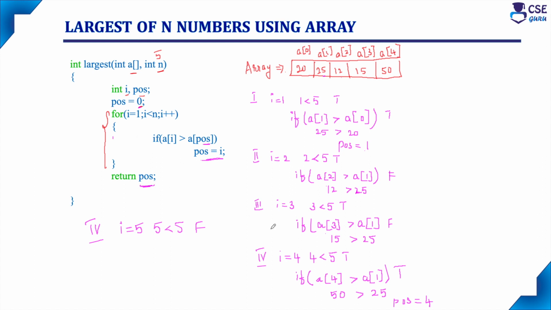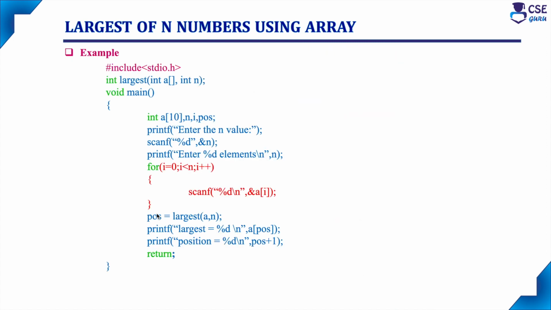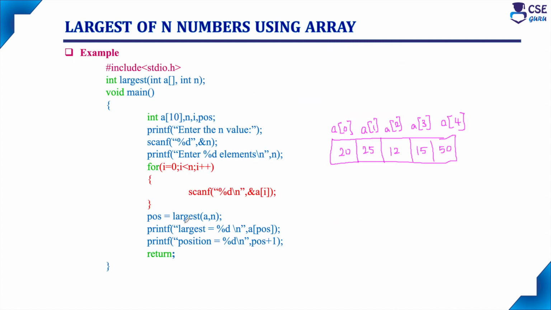What is the position value it will return? Position value at the end of the last iteration is 4. So it will return this 4 to the main function. So now to the main function. This is the user-defined function. And what is the result of this user-defined function? 4. So position it will return 4. And here it will print largest is equal to A of 4, the largest element. And the position it will return here is position plus 1. According to the position if we are considering, this is the fifth element. But an array starts from 0.